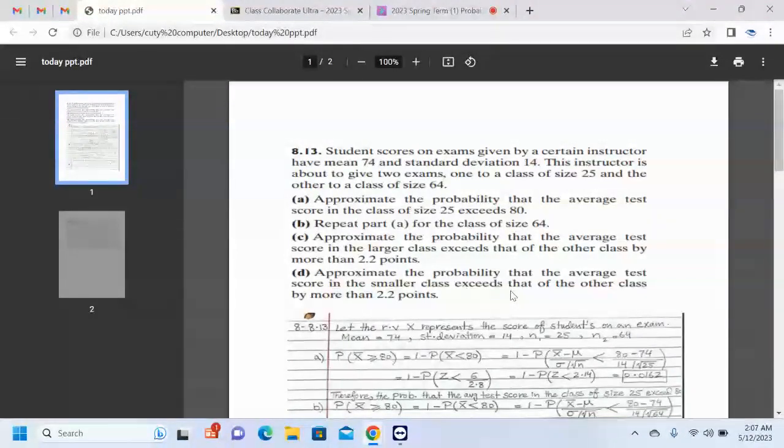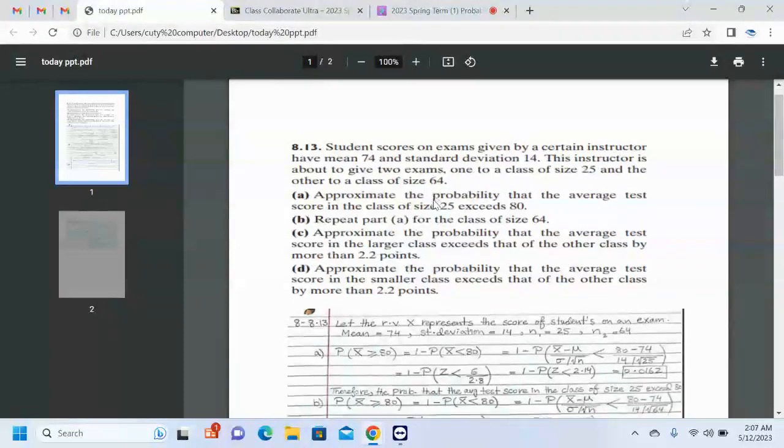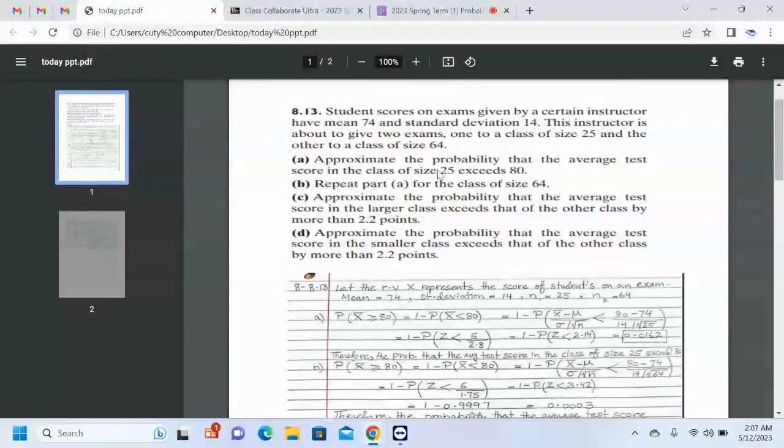Okay. I'm going to present 8.13. Student scores on exams given by a certain instructor have mean 74 and standard deviation 14. This instructor is about to give two exams, one to a class of size 25 and the other to a class of size 64. Part A: find approximately the probability that the average test score in the class of size 25 exceeds 80. In part B, repeat part A for the class size of 64.